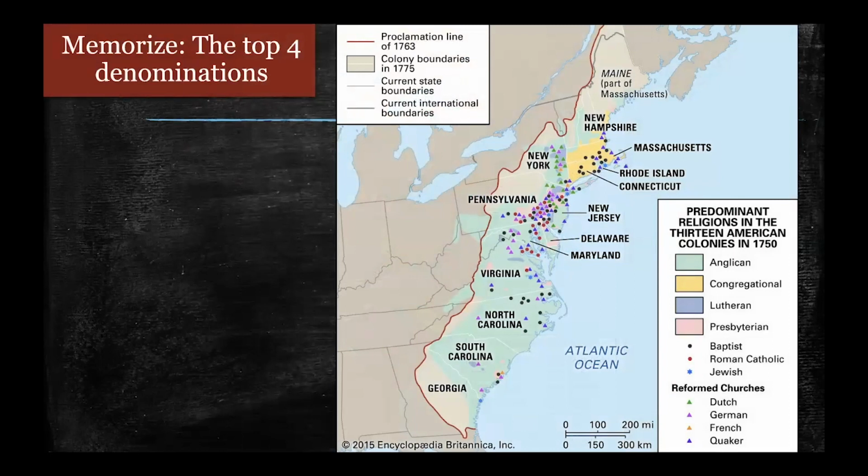And a map, the 13 colonies map again, showing the proclamation line of 1763, and the predominant religions or denominations, because it's all the Christian religion, right? These are predominant denominations in the 13 colonies in 1750. Of course, the most dominant is Anglican Church, or another name now, of course, is Episcopalian Church, all in green. This is the Church of England.